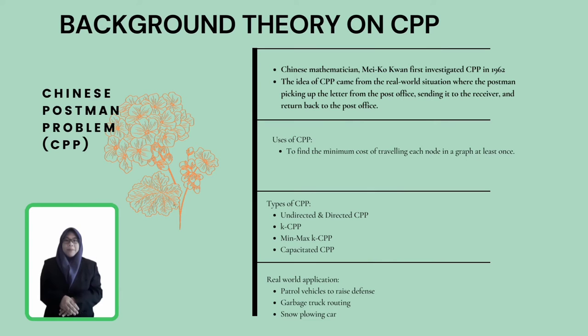Chinese Postman Problem, CPP. The Chinese mathematician Mei Ko-Kwan investigated CPP in 1962. The idea of CPP comes from the real-world situation where the postman picks up the letters from the post office, sends them to the receivers and returns back to the post office. The use of CPP is to find the minimum cost of traveling each node in a graph at least once. There are five types of CPP, such as undirected and directed CPP, KCPP, min-max KCPP, and capacitated CPP. CPP can be used in real situations for patrol vehicles, street sweeping, garbage truck routing, and snow plowing cars.